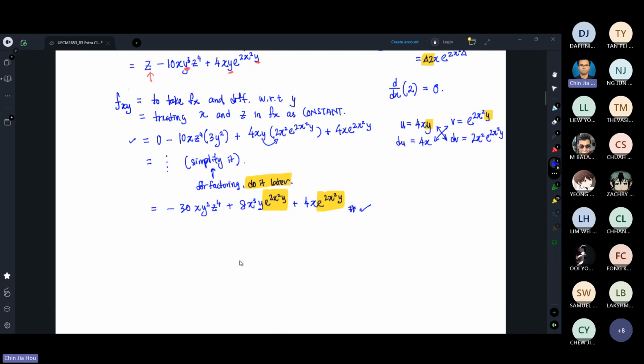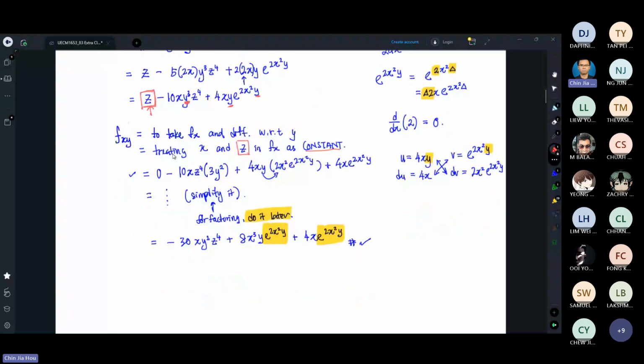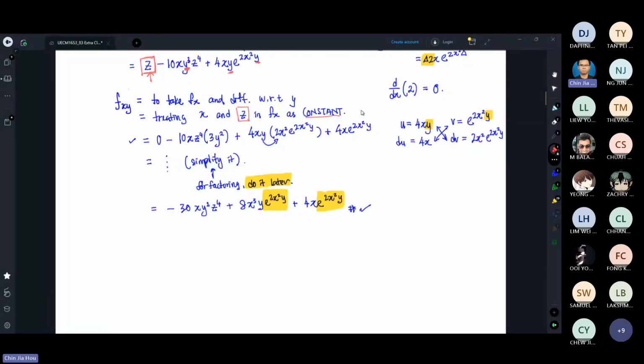Why does z become 0? Shouldn't it be a constant? Okay, so in this case, you notice this z is in the f_x, and we are supposed to take this z as a constant, right? If we have to differentiate a constant, we get 0. Let me give you some examples, like the one over here.